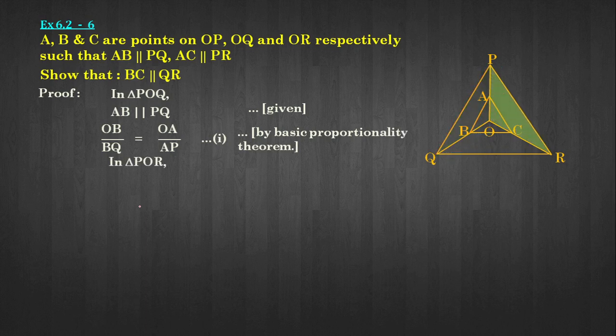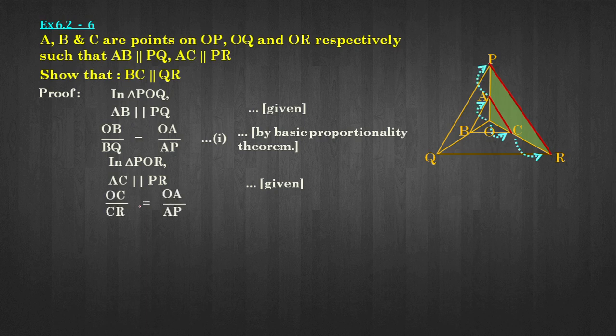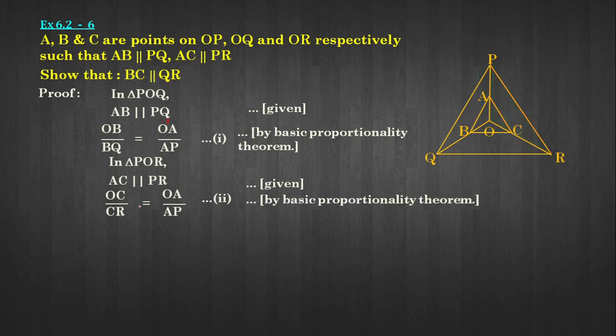Next, in triangle POR, AC is parallel to PR, that is the given. Then by BPT theorem, OC by CR is equal to OA by AP, equation 2. Observe equations 1 and 2. The right hand side part, OA by AP and OA by AP from 1 and 2, both are equal here. Therefore, we write the left hand side part: OB by BQ is equal to OC by CR. That is equation 3, from 1 and 2.